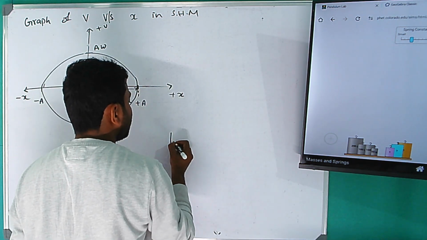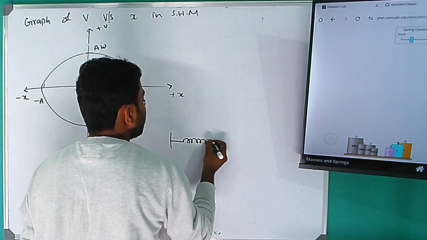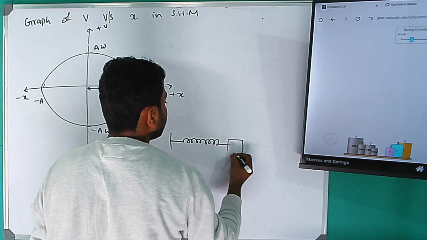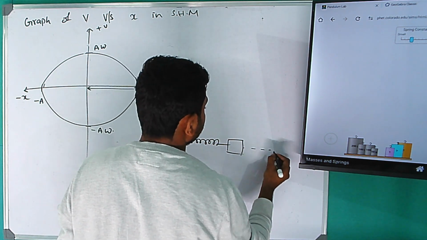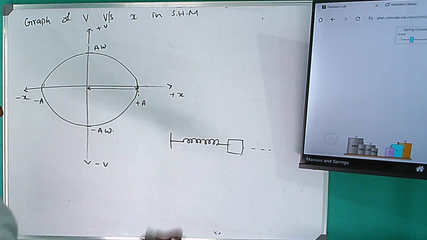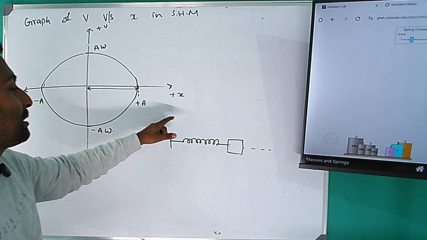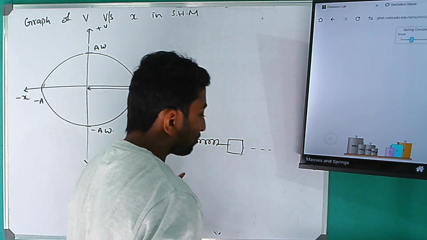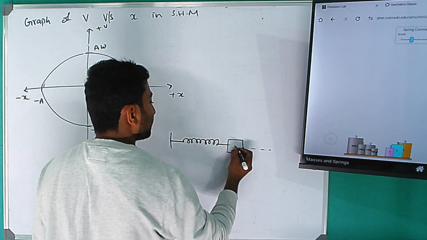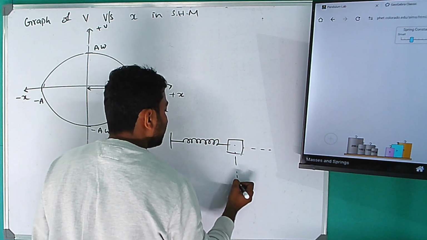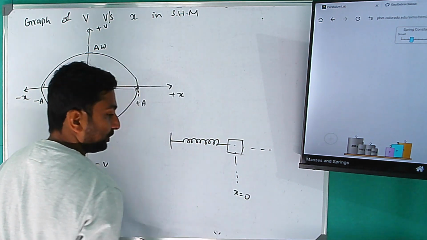So let me consider a particle executing simple harmonic motion along the x-axis. If the same particle were doing SHM along the y axis, this would be plus y and this would be minus y. But for simplicity we are considering plus x and minus x. So this is the equilibrium position, x is equal to 0.